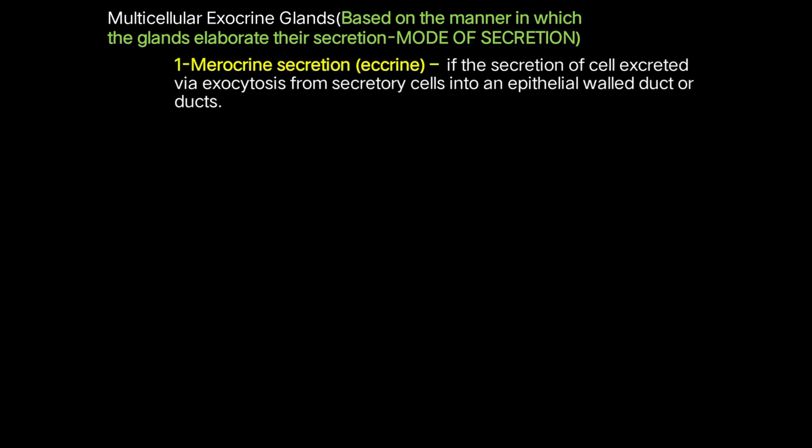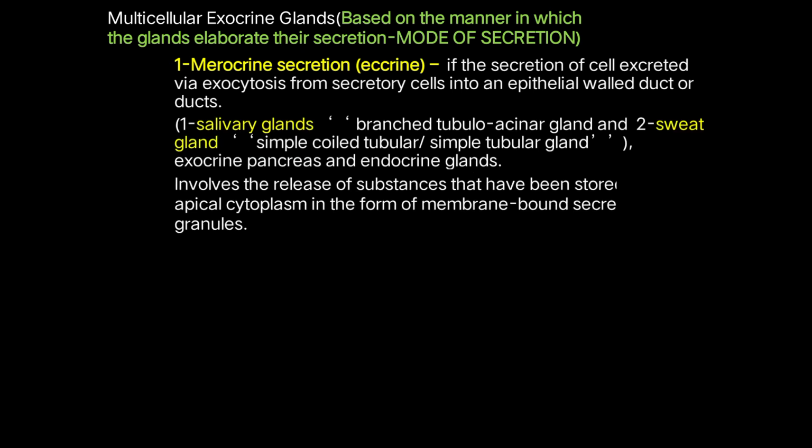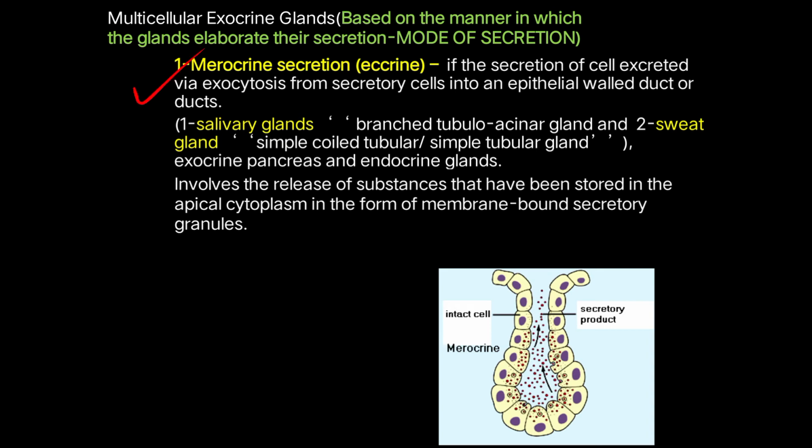After that, multicellular exocrine glands are classified based on the manner in which the gland elaborates its secretion, that is, the mode of secretion, the first being merocrine type. Merocrine or eccrine means what? We can see this is the gland, and this is the secretory product coming from the cells of the gland into the lumen. So why can we say that this is merocrine or eccrine?